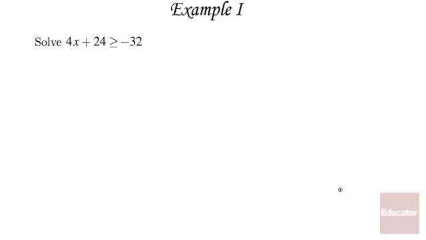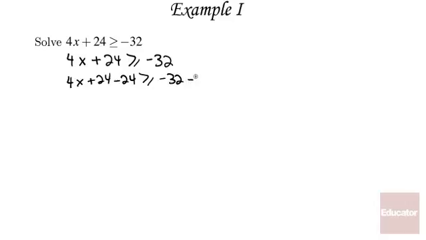a typical solution set. So in this first example, again, this is a multi-step inequality, so it's going to take us more than one step to get this taken care of. I have 4x plus 24 is greater than or equal to negative 32. My first step is going to be to subtract 24 from both sides. That'll give me a 4x on the left and a negative 56 on the right.